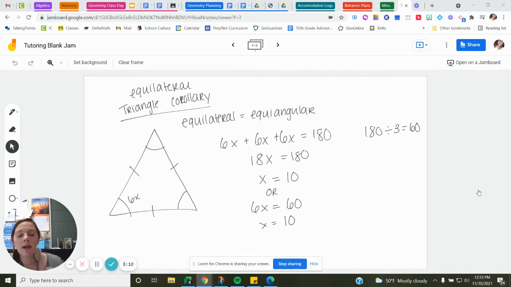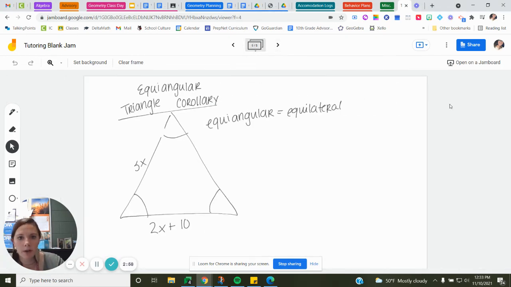But here, again, with that equilateral, equiangular, all of those are going to be equal. So that's our equilateral triangle corollary. Let's go over to our equiangular triangle corollary.